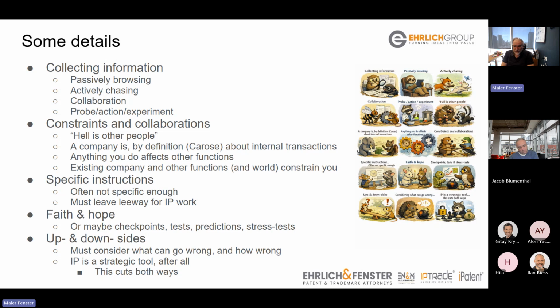Okay, let's say you want to do licensing. So you contact a potential licensee and you hear how many 4-letter words are used when you suggest they pay you money. Okay, that's valuable information. I mentioned there's constraints and collaboration, but if you're in a company, there must be collaboration with the other business functions of the company, because anything you do will affect them directly and indirectly. Anything they do will affect you.